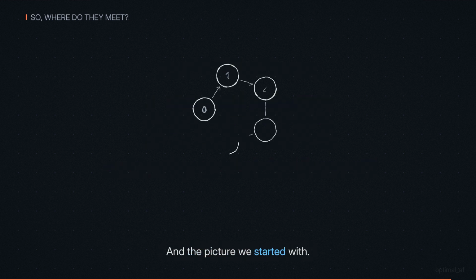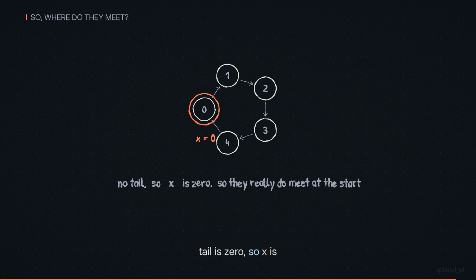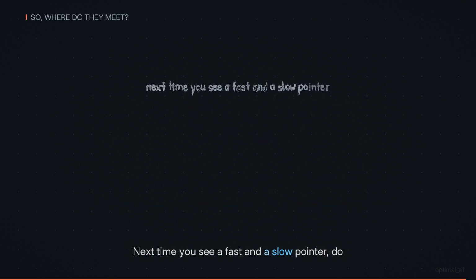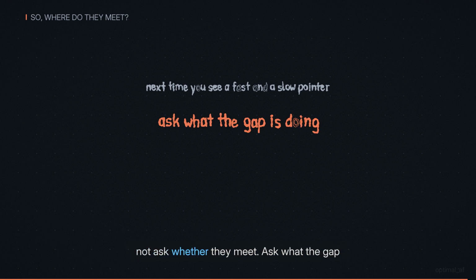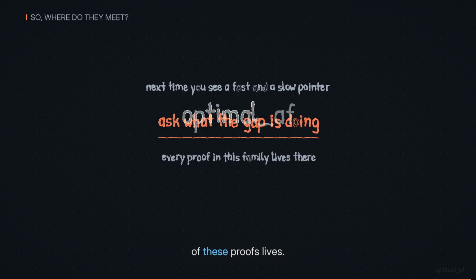And the picture we started with. A cycle and nothing else. In that picture, the tail is 0, so X is 0, so they really do meet at the start. It was never wrong. It was just the one shape where the answer looks simple. It was just missing a tail. Next time you see a fast and a slow pointer, do not ask whether they meet. Ask what the gap between them is doing. That is where every one of these proofs lives.